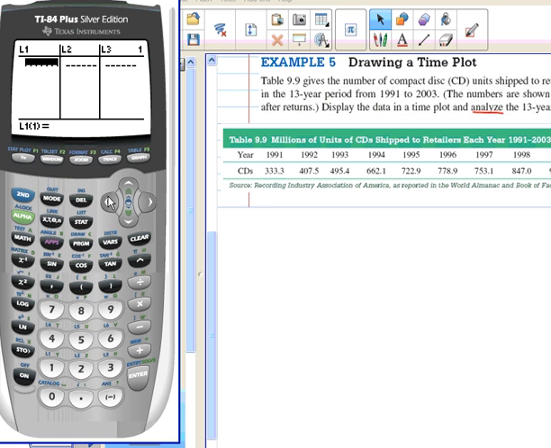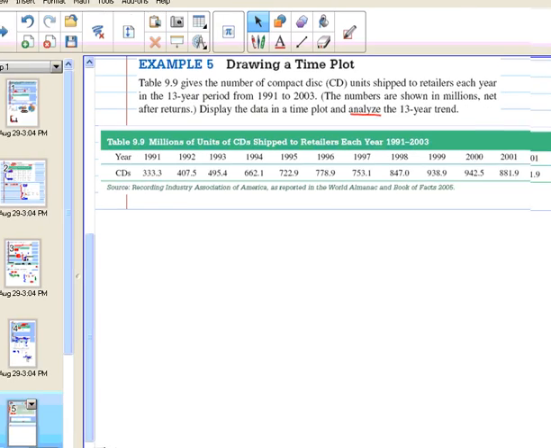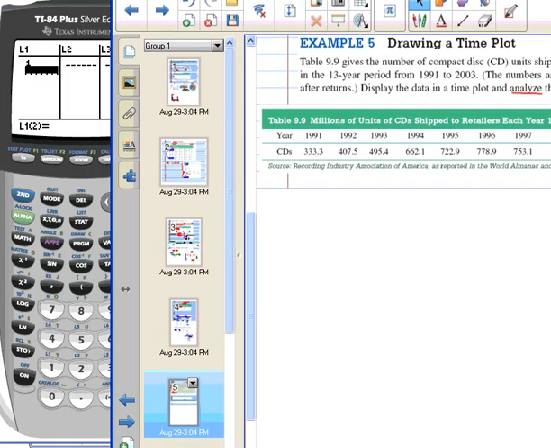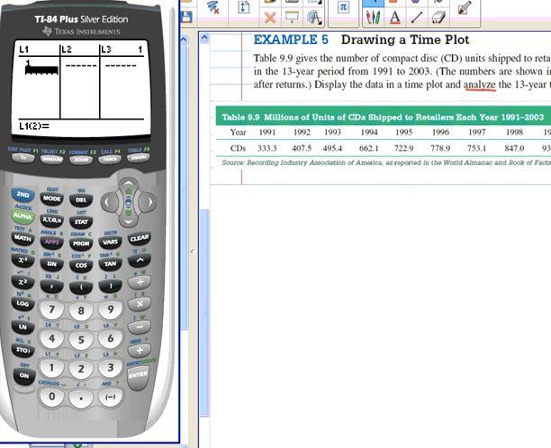So the first one should be the year. Now, you can do 1991, or you can do something like 1, number of years since. So that's what I'm going to do. So I'm going to enter 1 through, what are our years? 2003? So 1 through 13. And then I'm going to come back and do our values.